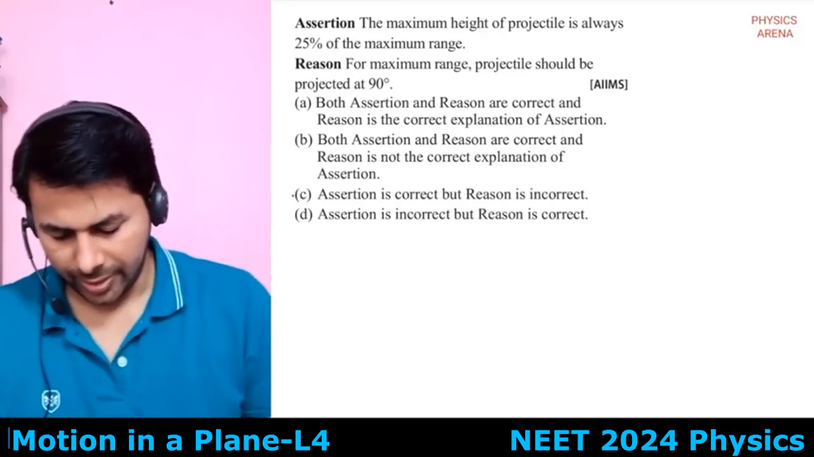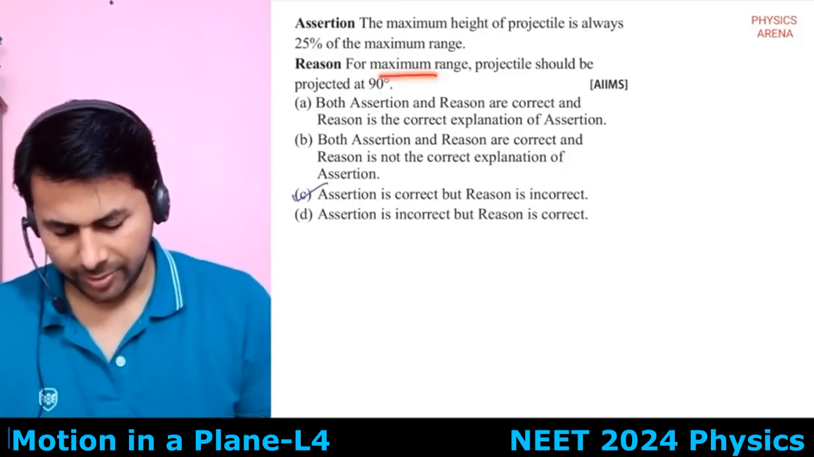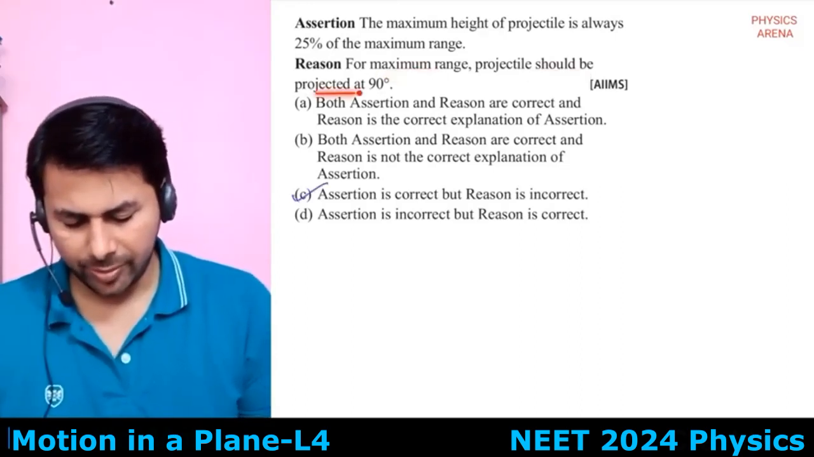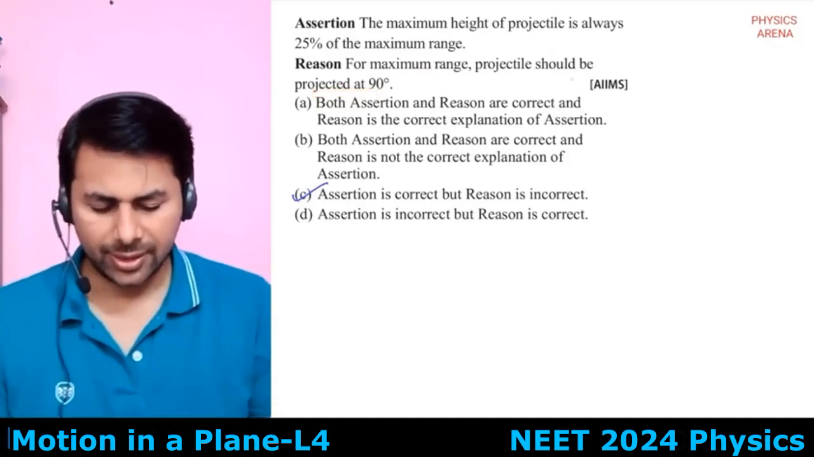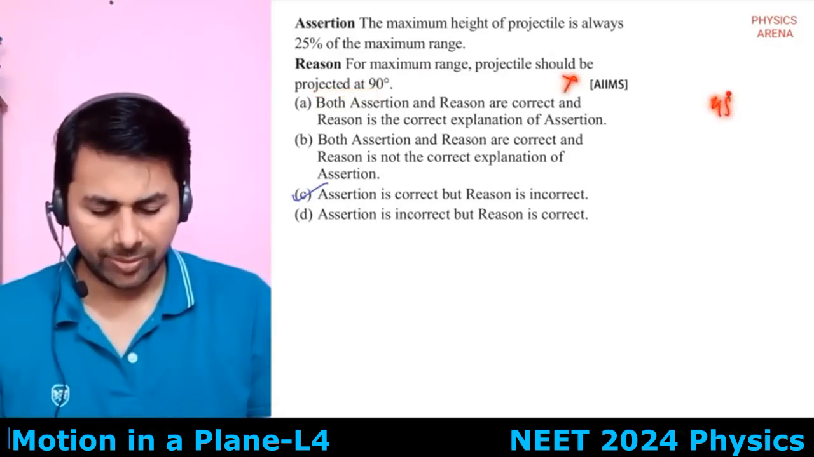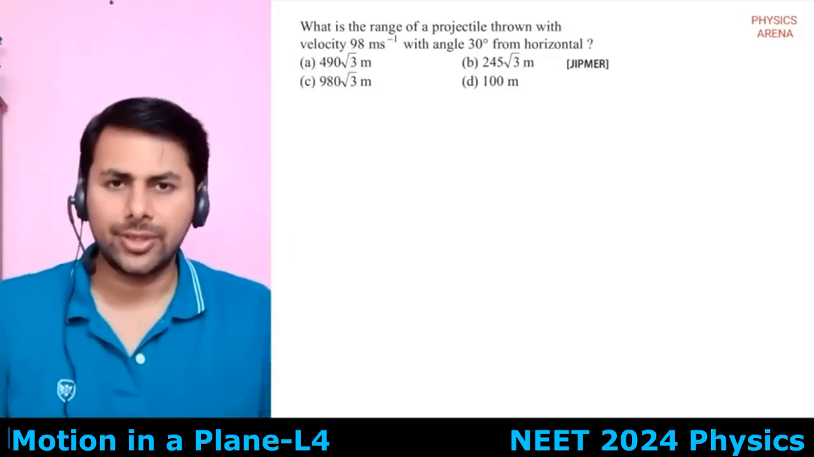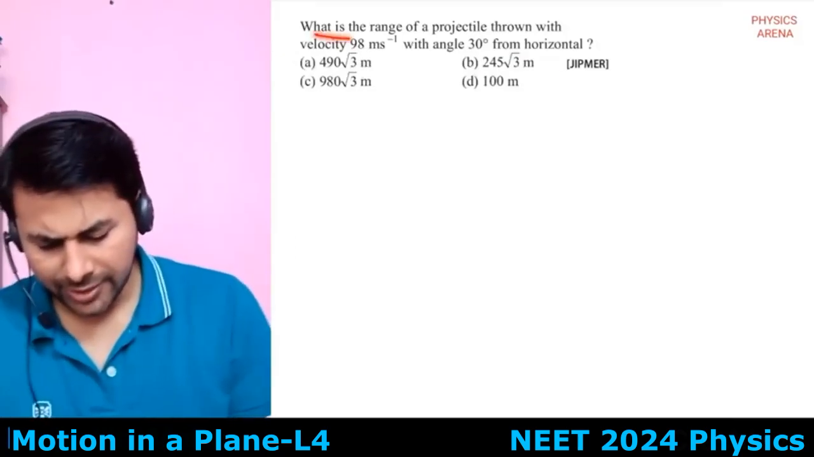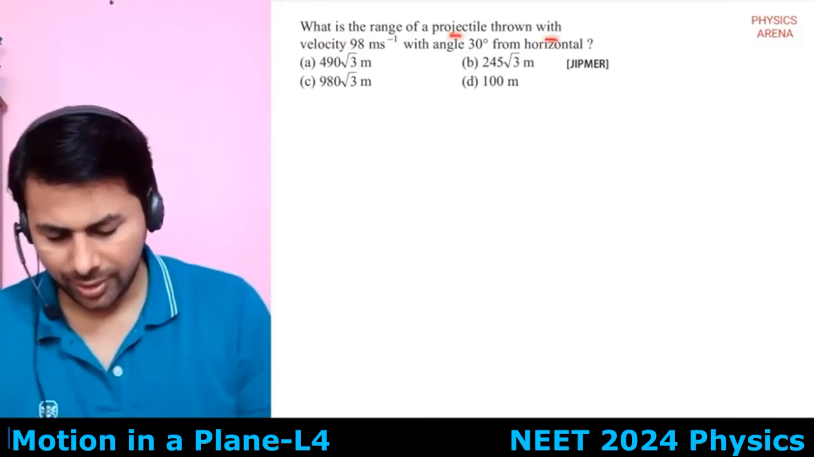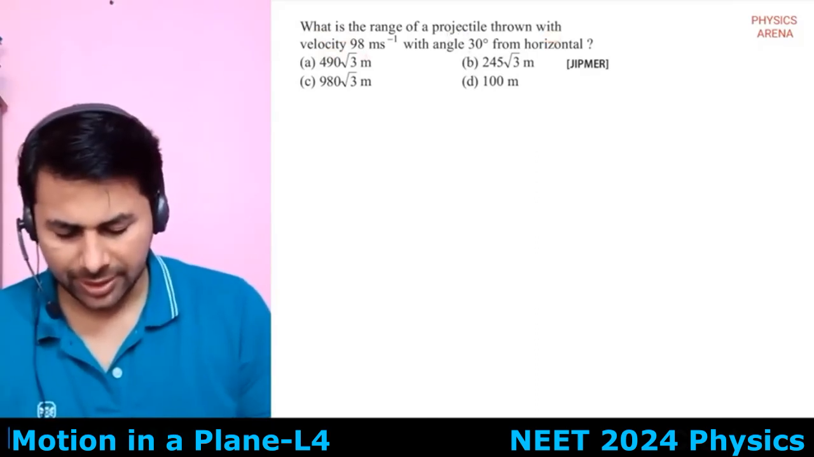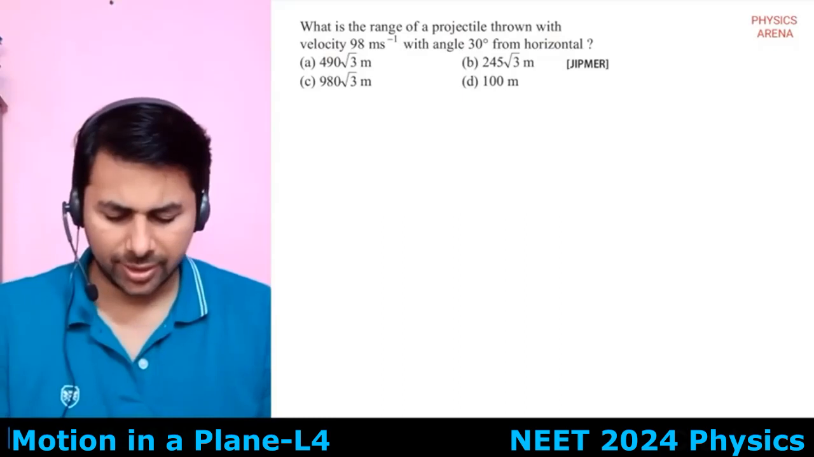Okay, good. So for maximum range, projectile should be projected at 90 degrees. This is incorrect. It should be projected at 45 degrees. Good. Next question. What is the range of a projectile thrown with velocity 98 meters per second at an angle of 30 degrees from horizontal?